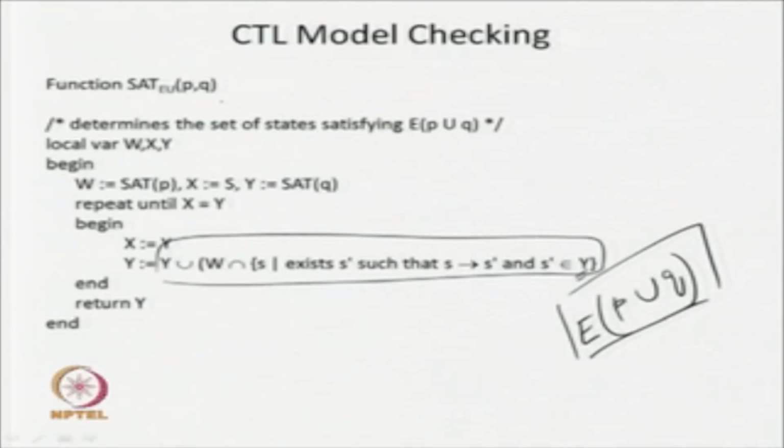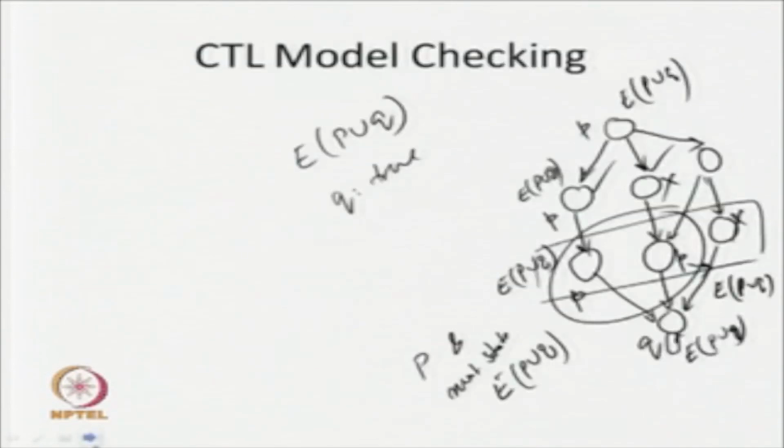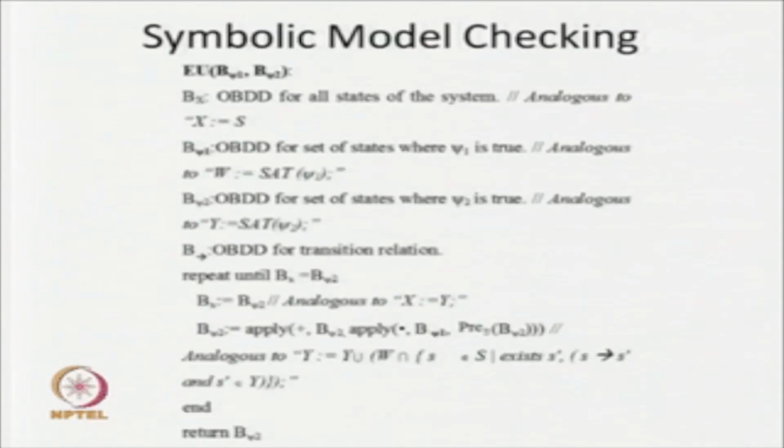Now, this same procedure we are going to implement symbolically. Now, what we have to see is similar to the previous one. Now, it is basically E psi 1 until psi 2. So, we need two BDDs to represent the sets of states where psi 1 and psi 2 are true. So, we start with these two BDDs, B psi 1 and B psi 2. B psi 1 is the OBDD representation of the set of states where psi 1 is true and B psi 2 is the OBDD representation of the set of states where psi 2 is true. So, these are the two things we are getting.